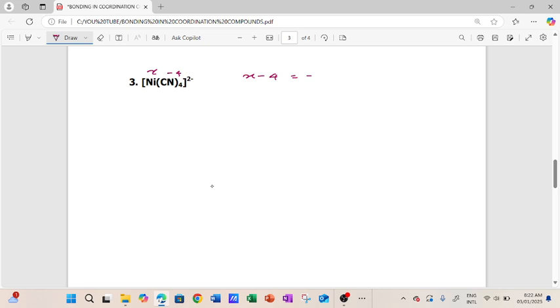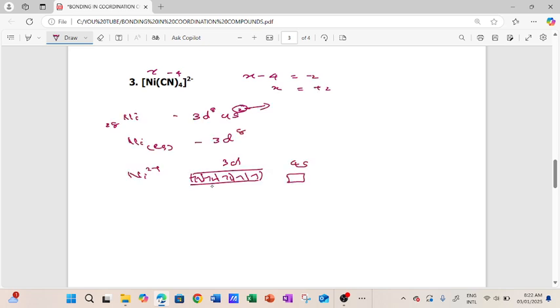So the configuration is 3d8 4s2. But it is in plus 2 oxidation state, so 2 electrons will be lost. So nickel in the excited state configuration is 3d8. Now in the first step you draw the orbital diagram. 3d8: 5 orbitals with the 8 electrons, so 1, 2, 3, 4, 5, 6, 7, 8. This is 3d. Then 4s, which I told you we need to draw. Similarly 4p, the empty one, to be drawn.